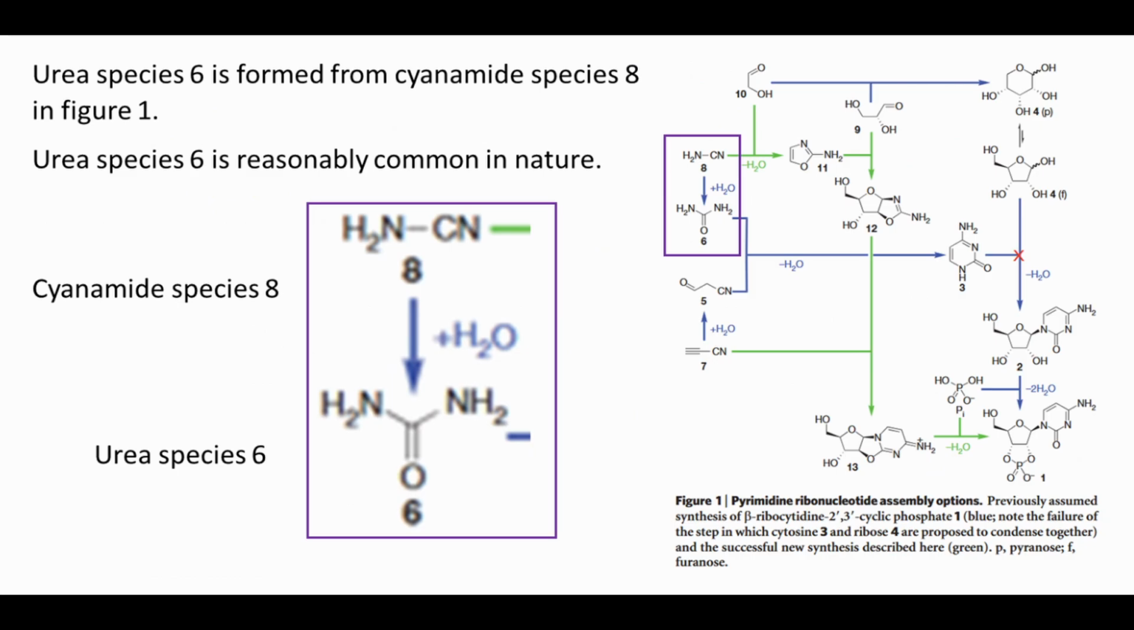Most phosphates found in nature are the result of biological processes. Urea, species 6, is a simple enough chemical to make naturally. Figure 1 of the 2009 Sutherland paper shows urea, species 6, as a product of cyanamide, species 8. We don't know the abundance of cyanamide on prebiotic Earth.